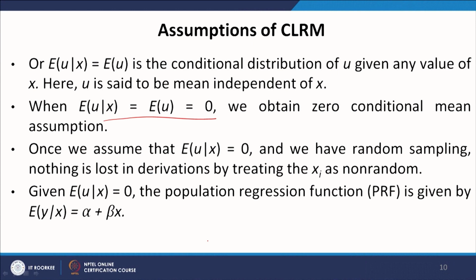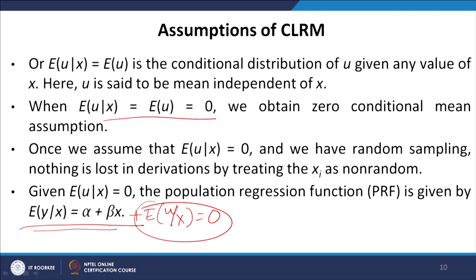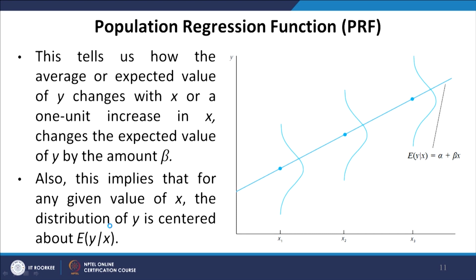Given expected value of u given x equals 0, the population regression function is given by expected value of y given x equals alpha plus beta x, because the additional term, expected value of u given x equals 0. This portion is 0, and that is why this is our population regression function. Now, we draw this population regression function. On the right hand side you can see a diagram where for various values of x1, x2, x3 we have certain values of y.